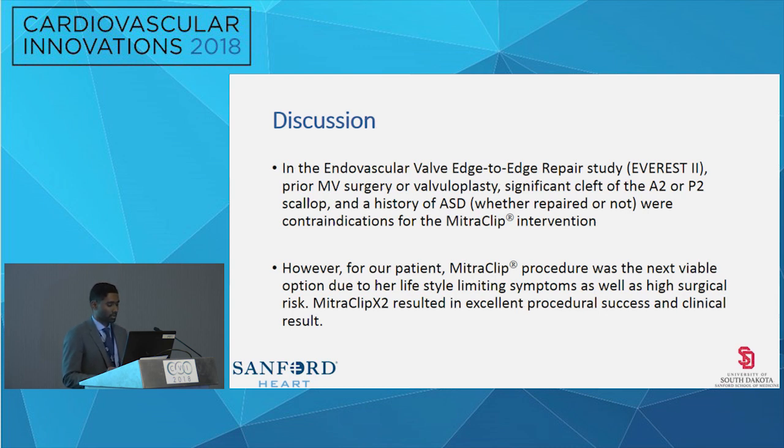However, for our patient, the only option with her life-limiting symptoms was mitral clip, so the mitral clip times 2 resulted in excellent procedural success and clinical result. That's about my case. I would be happy to take any questions.